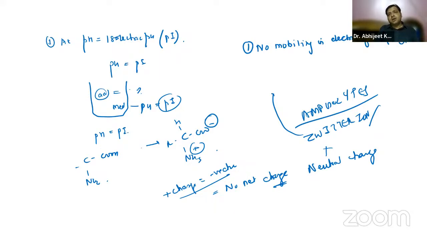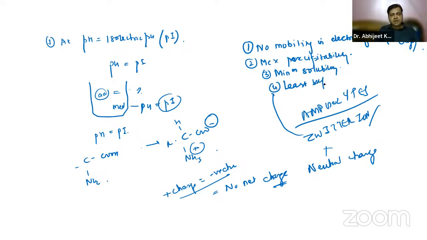They have maximum precipitability, minimum solubility because they don't have charge, and they have least buffering action, right?